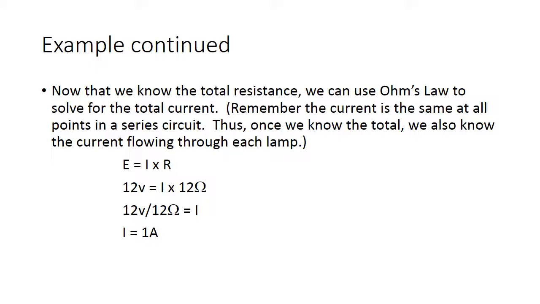So we're going to take our Ohm's law formula. It's going to be E equals I times R. We know that the source voltage, the voltage of the battery, is 12, so we plug that in for E. And now we have 12 volts equals I times our total resistance, which is 12 ohms. Now what we need to do is isolate the current, the I, so that it's on one side of the equation. And to do that, we can just divide both sides of our equation by 12 ohms. And when we do that, we find that our current is 1 amp. So now we know the total current is 1 amp.